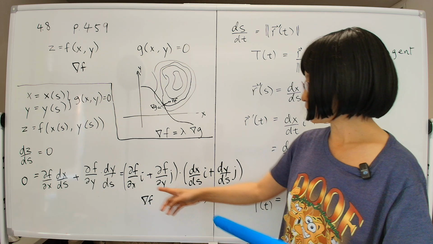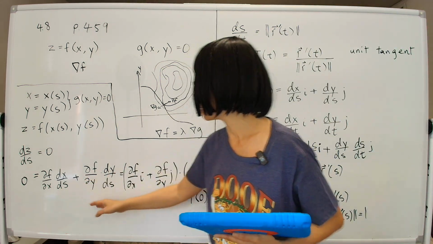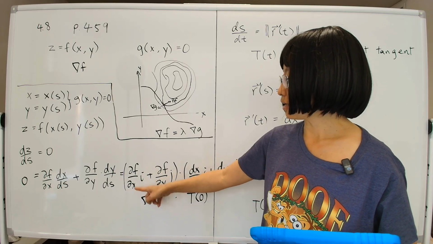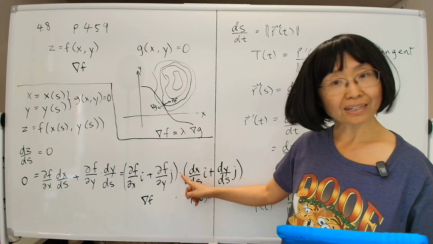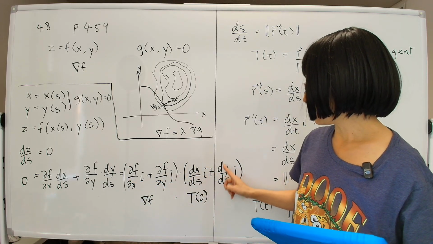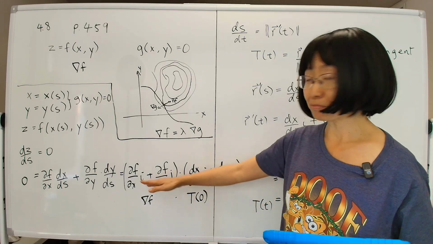And so please note that in your book. So to rewrite the sentence, that's the same as the vector del f, f of x i plus f of y j, dot product of the other part. What is that? It's dx/ds i and dy/ds j. All right, so that is what that means.